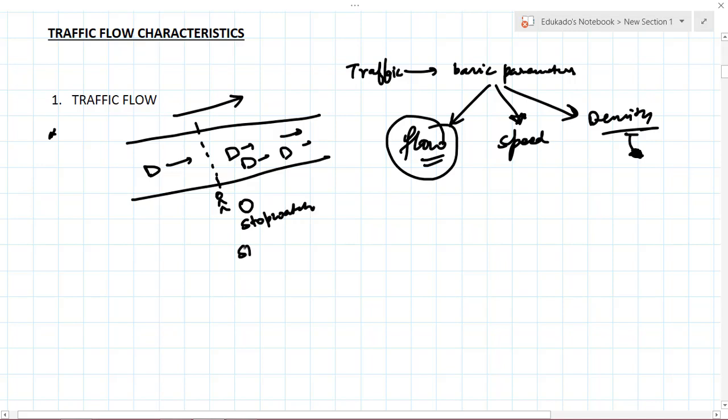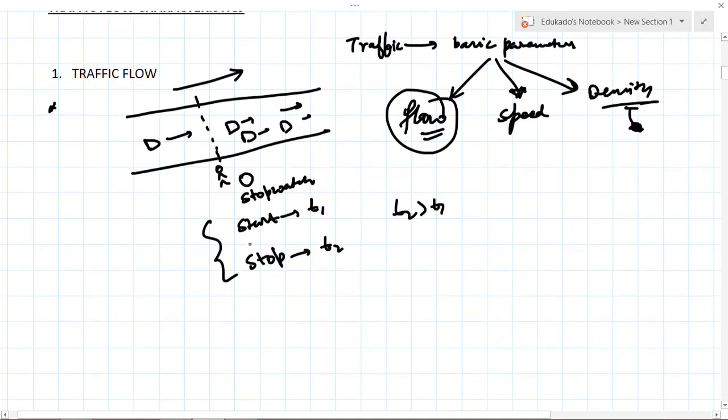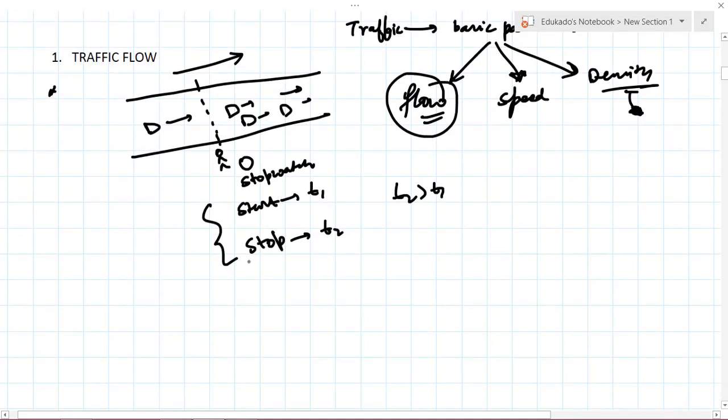I said start. So at that time you noted the time t1. Then you just started counting the vehicles, and after some time I said stop. That means after t2. That means t2 is greater than t1, obviously. So how many vehicles you have counted in this time interval tells us about the traffic flow. So this is what we are talking about here, the flow.